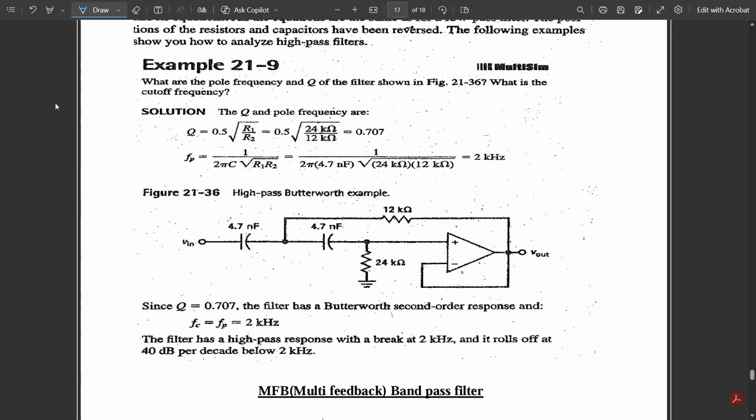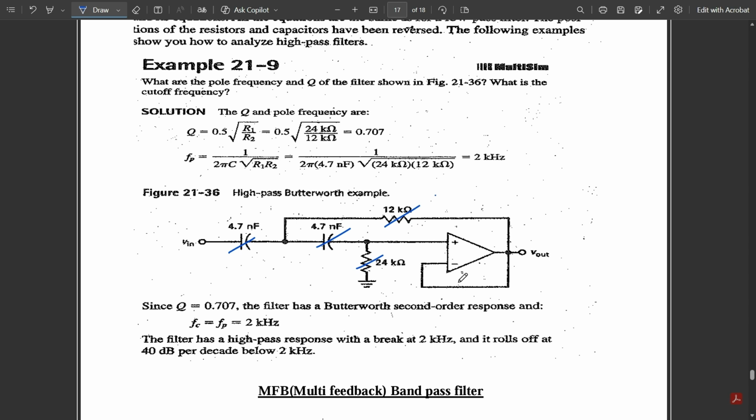Now some examples we'll see with respect to this high pass Butterworth. So this first example would be discussing the high pass Butterworth. Here this is the circuit given. You could easily identify this as the high pass filter. Why? Because the capacitor value is the same, 4.7 nanofarad, and the resistor values are different, 12 kilo ohm and 24 kilo ohm. And in the feedback path, at the non-inverting terminal, we are not having any resistor. So this is the high pass filter with unity gain.